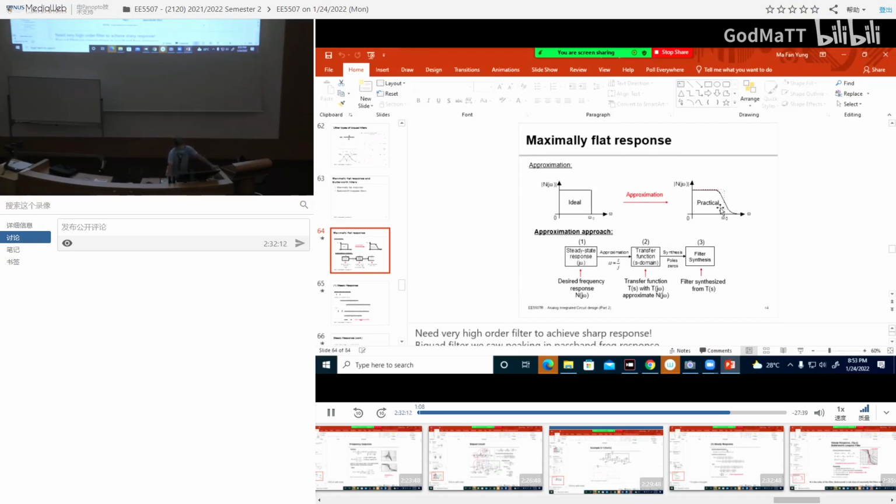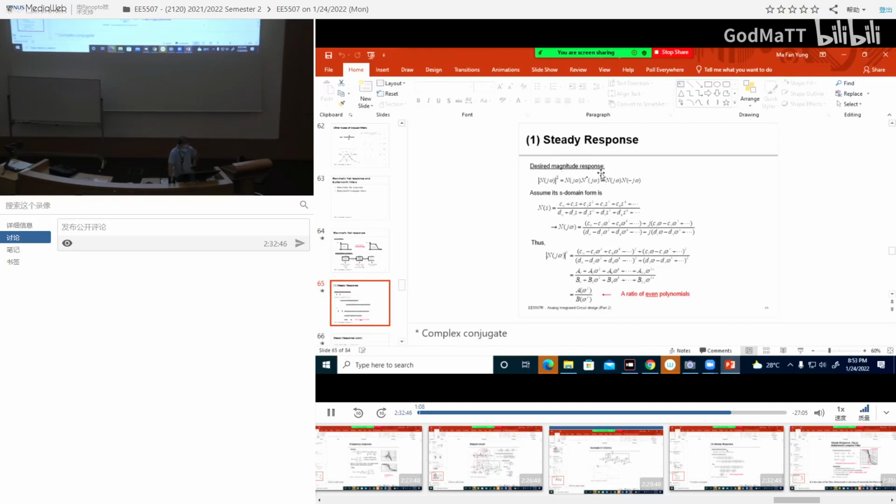Real circuits cannot be like this. A real circuit will be like this, with a transition from pass band to stop band. So this is the frequency response, and then we will try to get an S domain transfer function so that we can implement the filter from the transfer function. This is roughly what we want to do.